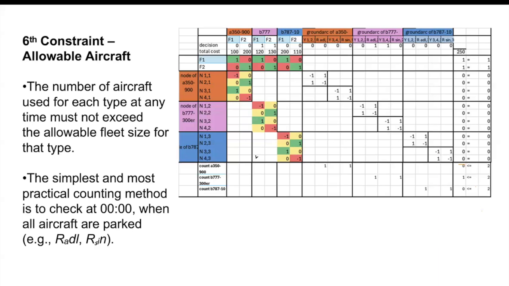You might wonder how to determine the minimum number of aircraft required to operate all the flights. You can run this model without the fleet availability constraint and adjust the cost of the ground arc, and the model can identify the minimum number of planes needed to cover the entire schedule.